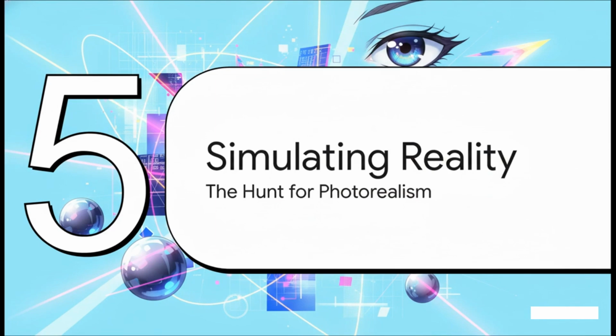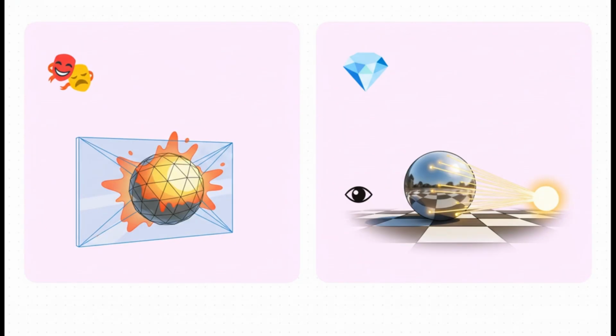Which brings us all the way to today, to the modern era. For decades, everything we've talked about was really a series of very, very clever illusions, tricks to fool our eyes into seeing a 3D world. But what if we could stop faking it? What if we could actually simulate the physics of light itself and create a world that follows the same rules as our own? This huge shift in thinking leads to two totally different ways of drawing a 3D scene.